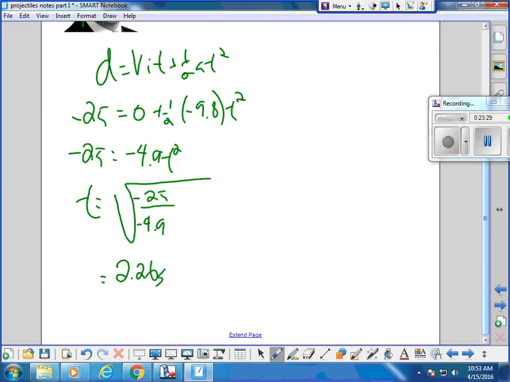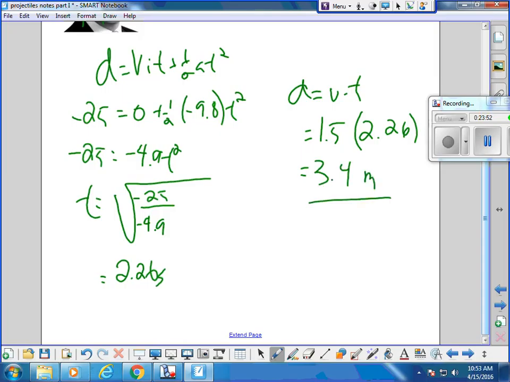Now we want to find that horizontal range. d equals v t. It's really just a two-step question. What was it, 1.5, times our new t value, 2.26. That's 3.4 meters. Only 3.4 meters away. I'm going to show you the video.